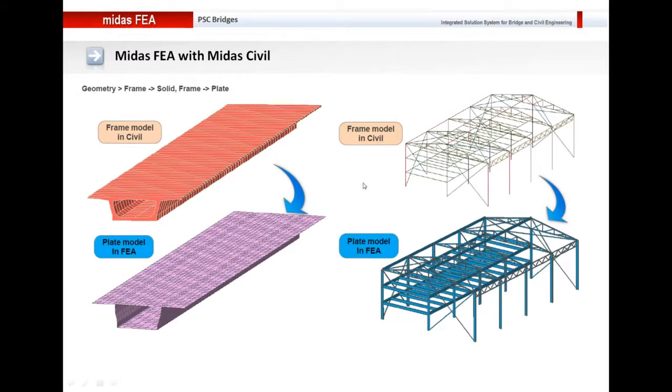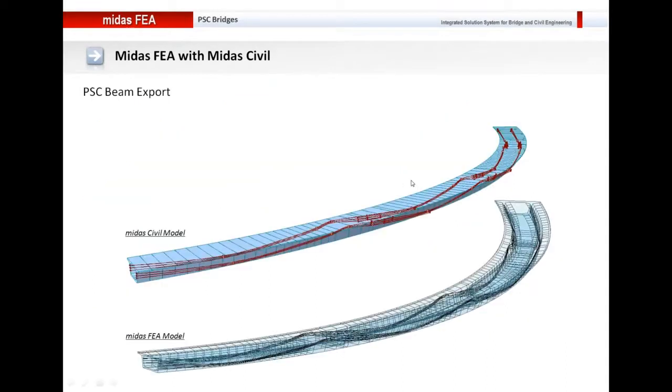Here you can also export the plate. I've shown the export of the plate and the solid models here. This is how it looks. The model in Midas Civil, the plate model in Midas FEA. And you can also export the pre-stressed concrete bridges, and I've shown you an example here.